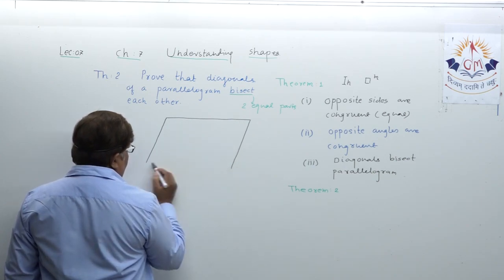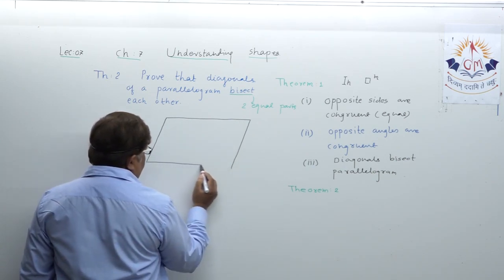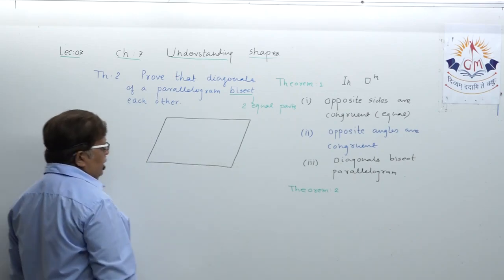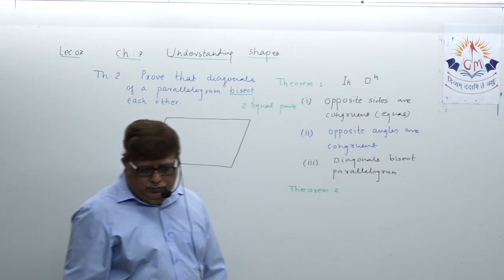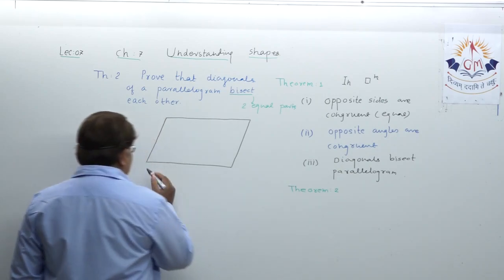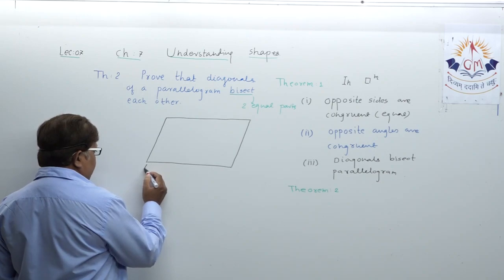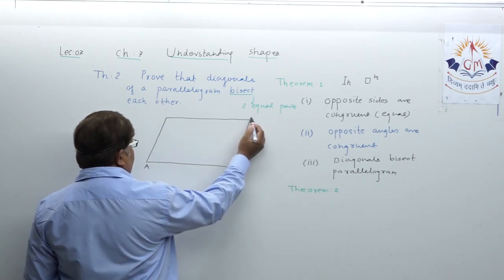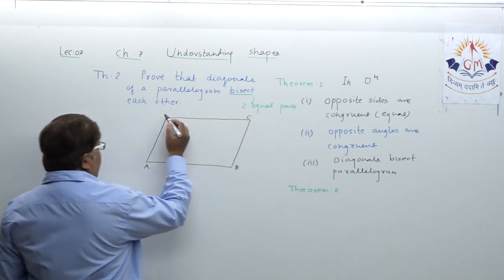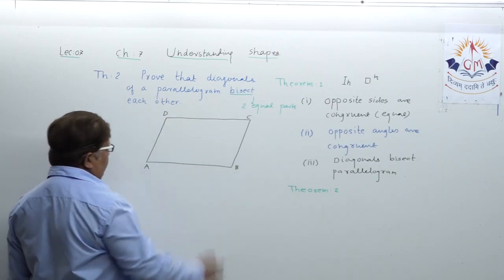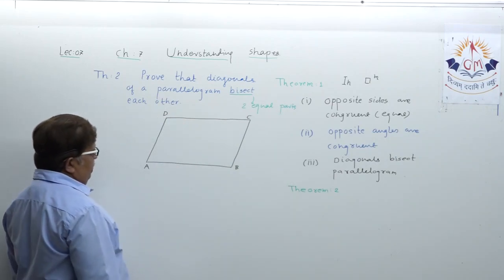Parallelogram ABCD. Okay. I do not want to confuse you when you have a look at the textbook. That's why I am labeling as per the textbook, just for your clarity, because when you revise it should not create any difficulty for you.